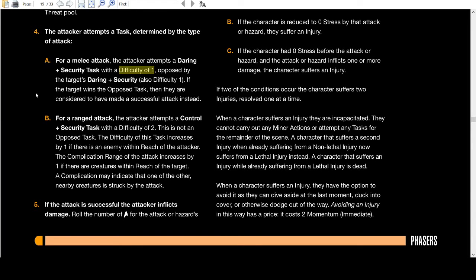The interesting thing here is that if the target wins the opposed task, they are considered to have made a successful attack instead. So it's actually a two-way resolution. You can, in a sense, see both sides making an attack, and it's a determination of whose attack goes through. But I'm a bit concerned about this opposed task here, because I really should check back if an opposed task was explained earlier. Otherwise this would be a huge rules gap in the quick start, in the sense that there is no proper explanation of how the melee attack works within the rule set itself.